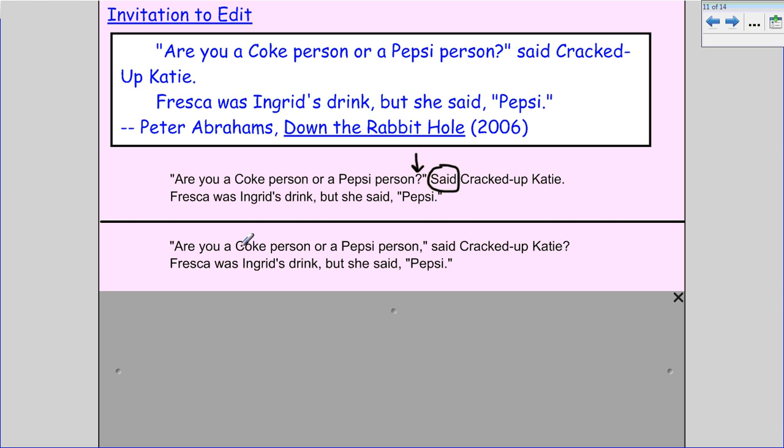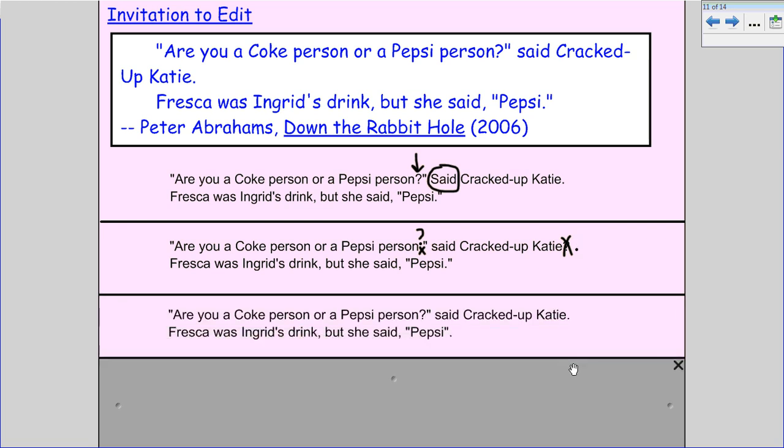Did you notice that they're asking a question, are you a Coke person or a Pepsi person? Therefore, our question mark must come right after the question. It does not come after the dialogue tag. So therefore, you don't need a comma here. You need a question mark. And then at the end of your dialogue tag, you're simply going to put a period.